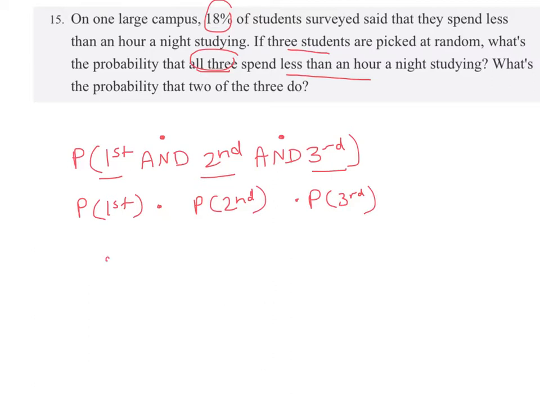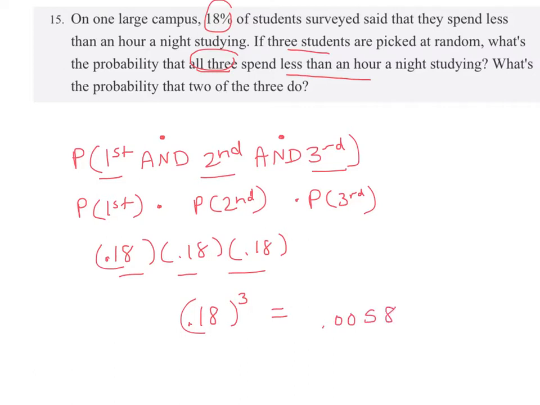From the problem, we know that there's an 18% chance that students spend less than an hour studying. So we're going to find the product of 0.18 times 0.18 times 0.18. When you have a repeated probability like this and you're finding the product, a shortcut is to use an exponent. So you could do 0.18 to the third power. So this is approximately 0.0058. Or if you represented it as a percentage, it's a 0.58% chance that when we select 3 students, all 3 will spend less than an hour studying.